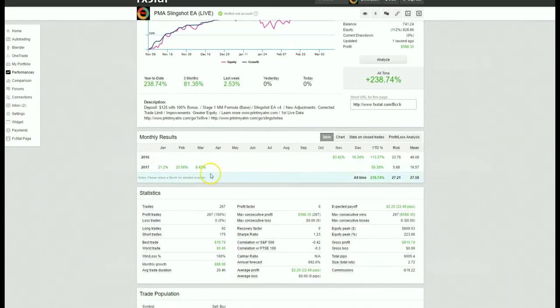So far in March, we are up with this account 8.42%, February 20%, January 21%, let's see, December 16%, November 83%. So it's a really good time during November for the election. Now, as we can see, last year with this account, 113%. So far for this year, about 58%.